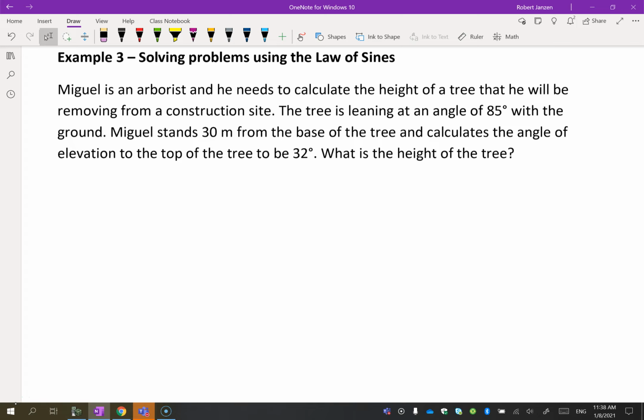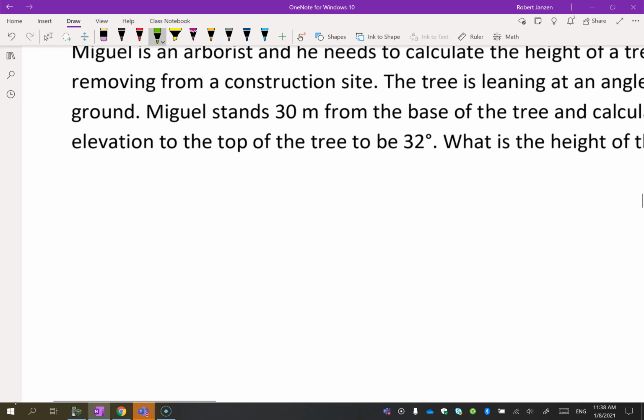Miguel is an arborist and needs to calculate the height of a tree that he will be removing from a construction site. The tree is leaning at an angle of 85 degrees with the ground. Well, sometimes it's just easier to say, here's my triangle. But in this case, let's see if we can actually draw this tree. So it says there's a tree. Okay, here's my beautiful tree. And if we draw the ground here, it says that the angle with the ground is 85 degrees.